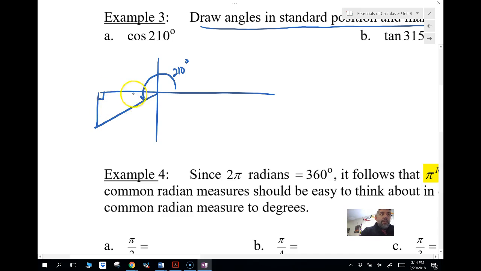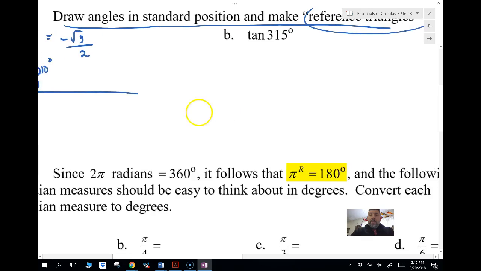Now, cosine of 210 degrees. So 210 degrees, this is 180. So what's left over from 180? That's going to be 30. This is 60. All right. So if this is -√3, this is going to be -1, and this is going to be 2, right? So my cosine of 210 is going to be adjacent over hypotenuse. SOHCAHTOA. All right, let's take a look at tangent.